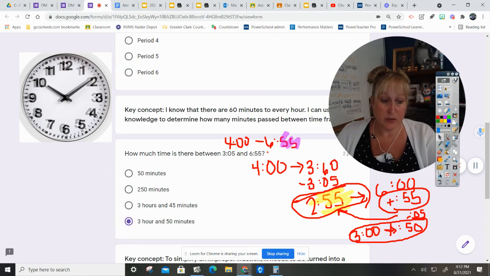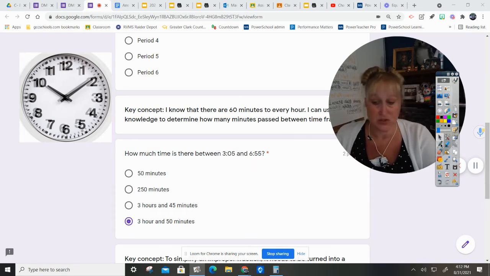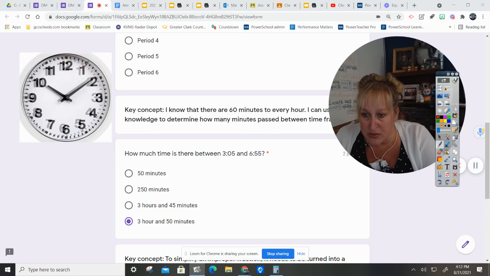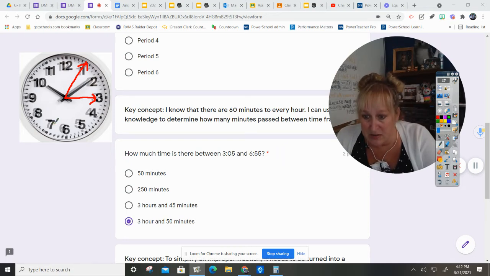Now, if you don't like that and you want to use the clock, that's totally fine. Draw a picture of a clock on your table, or paper or whatever. I'm going to try to do that too. So let's do 3:05. It's like 3:05 is right there, right? So there's 1. And I've got to get to 6:55. So between 6 and 7 is my shorthand to 55.